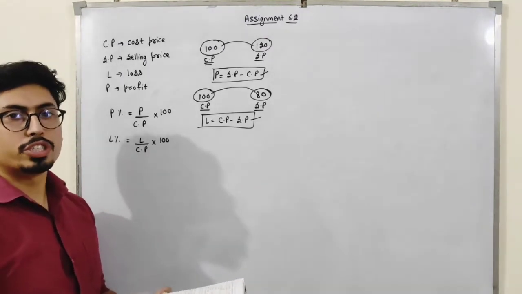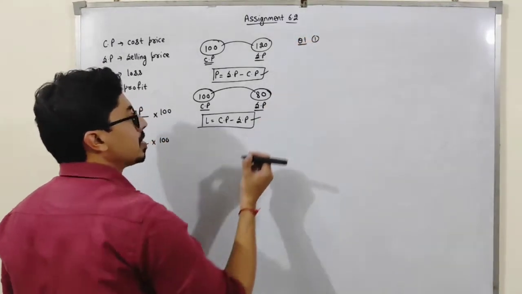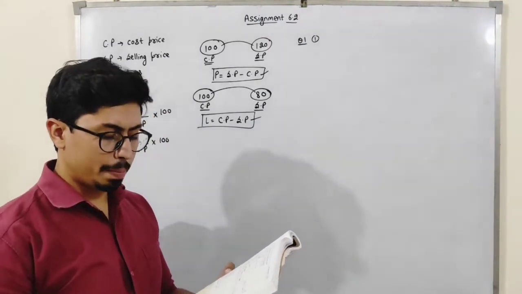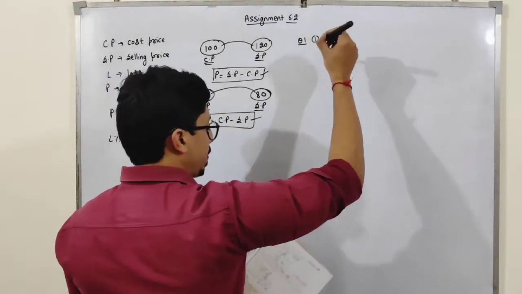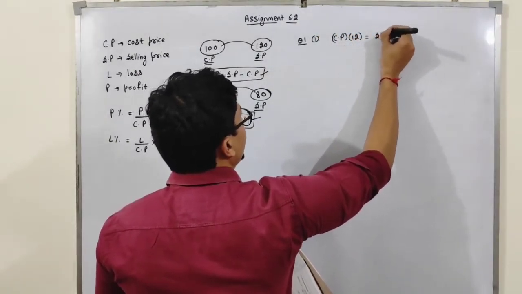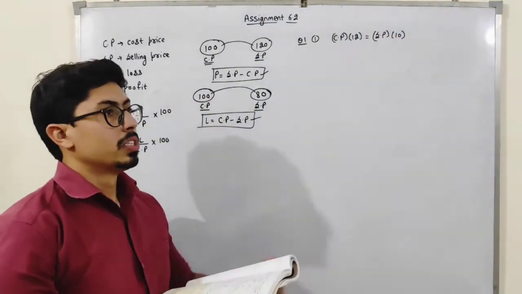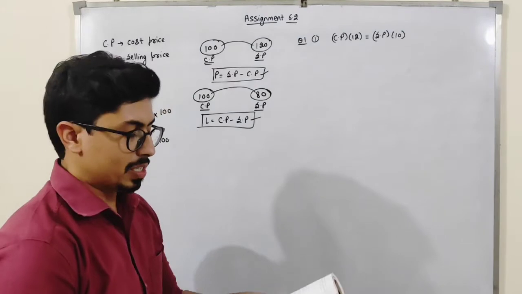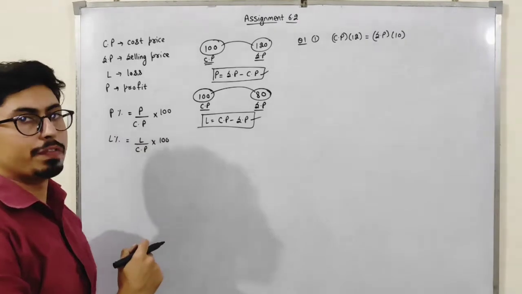So 6.2, first question, the very first part, students, if I discuss. If the cost price of 12 shirts is equal to the selling price of 10 shirts, see, cost price of 12 shirts is equal to selling price of 10 shirts. CP of 12 shirts is equal to SP of 10 shirts. It is given to us. Find the gain percentage. Gain means the profit, so I have to find out the profit percentage.